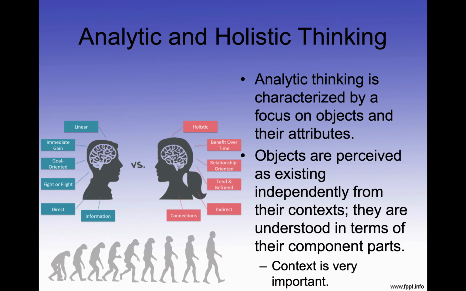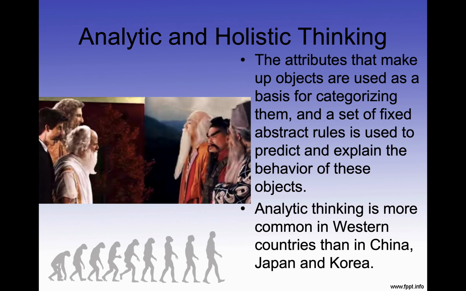Analytic thinking is characterized by a focus on objects and their attributes. Objects are perceived as existing independently from their context. They are understood in terms of their component parts. Context is very important. The attributes that make up objects are used as a basis for categorizing them, and a set of fixed abstract rules is used to predict and explain the behavior of these objects. Analytic thinking is more common in Western countries than in China, Japan, and Korea.